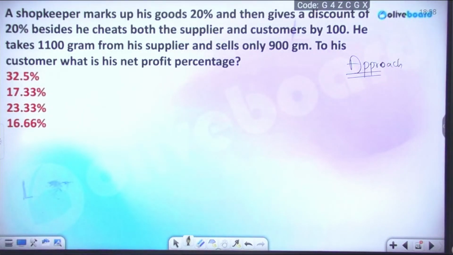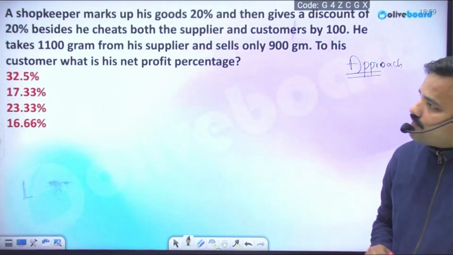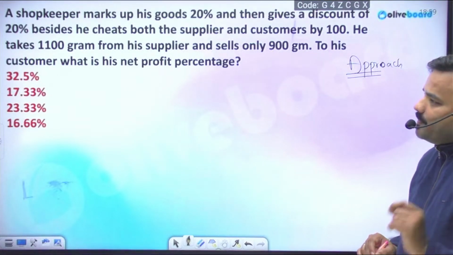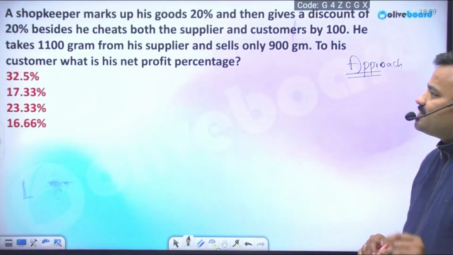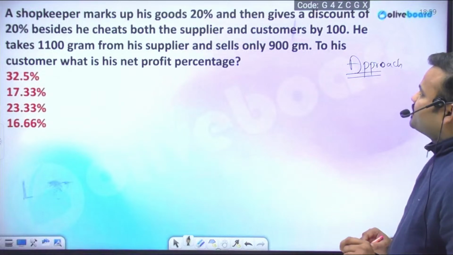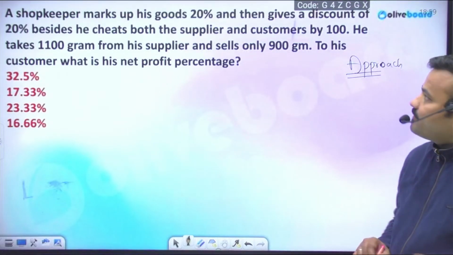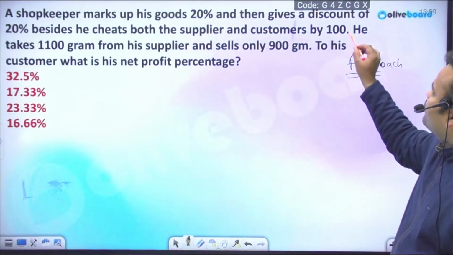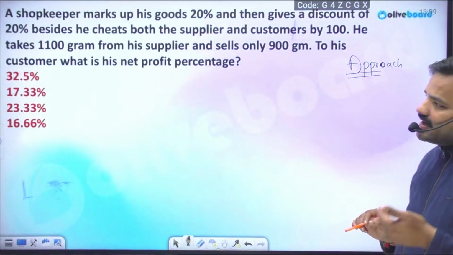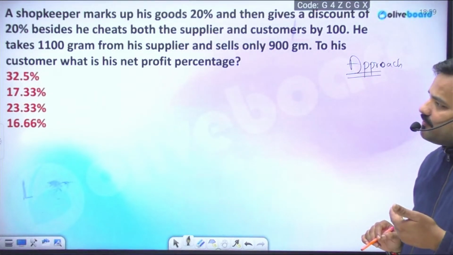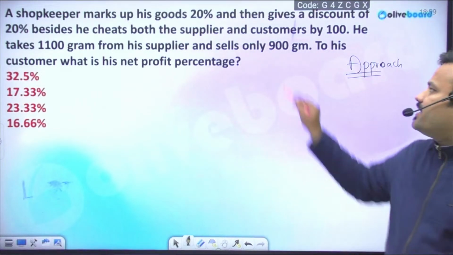A shopkeeper marks up his goods 20% and then gives a discount of 20%. Besides this, he cheats both the supplier and customers by 100 grams. He takes 1100 grams from his supplier and he sells only 900 grams to his customer.